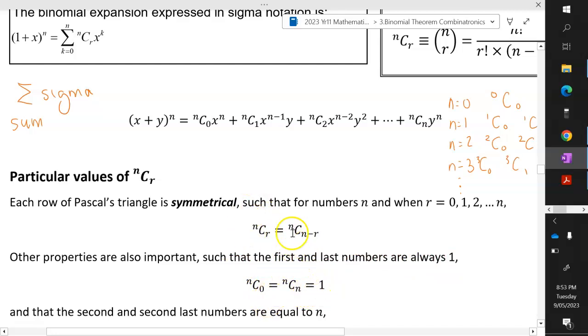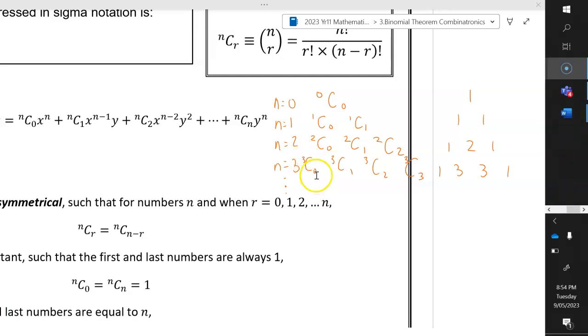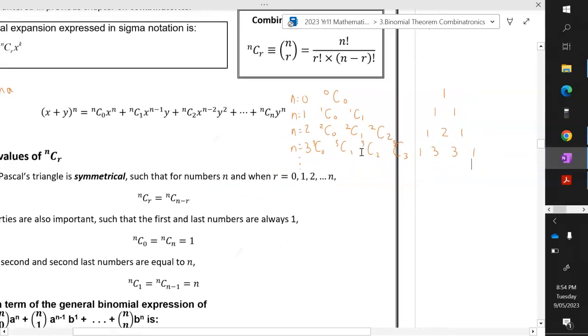So let's go back to this one here, nCr equals nC(n minus r). That's just basically saying that this one here, so if this is nCr, that's going to be the same as 3C(3 minus 0), which is 3C3, which is the other end. So 3C1 is going to be the same as 3C(3 minus 1), which is 3C2. So it's just telling us that at either end, in identical spots from the ends, they're going to have the same coefficient.